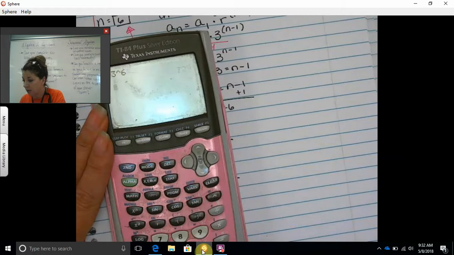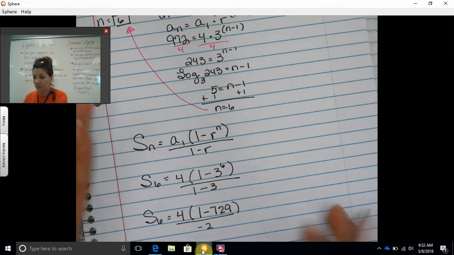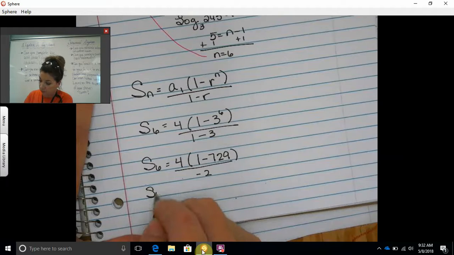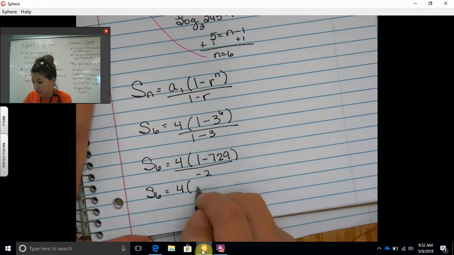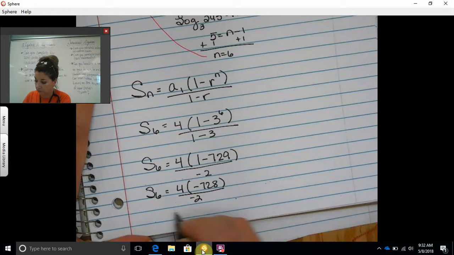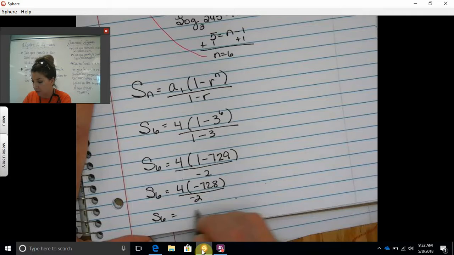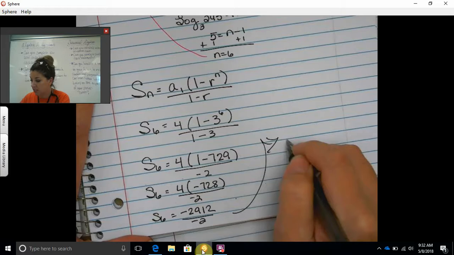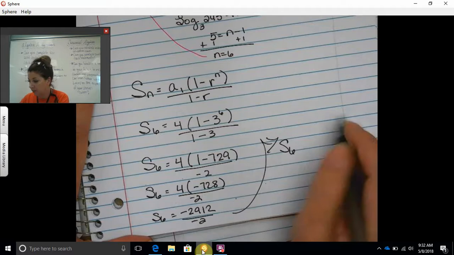3 raised to the 6th power is 729. Over 1 minus 3 is negative 2. So that's 4 times 1 minus 729 gives me negative 728 divided by negative 2. Simplify my numerator. 4 times negative 728 is negative 2,912. Divide that by negative 2, and the sum of the first 6 terms of the sequence is 1,456.